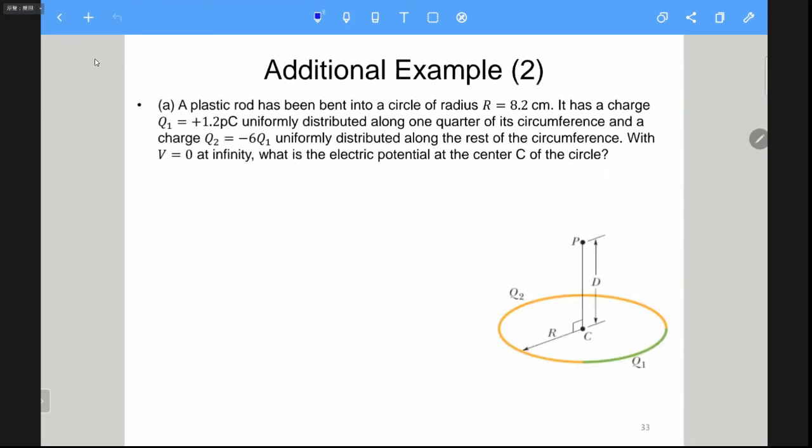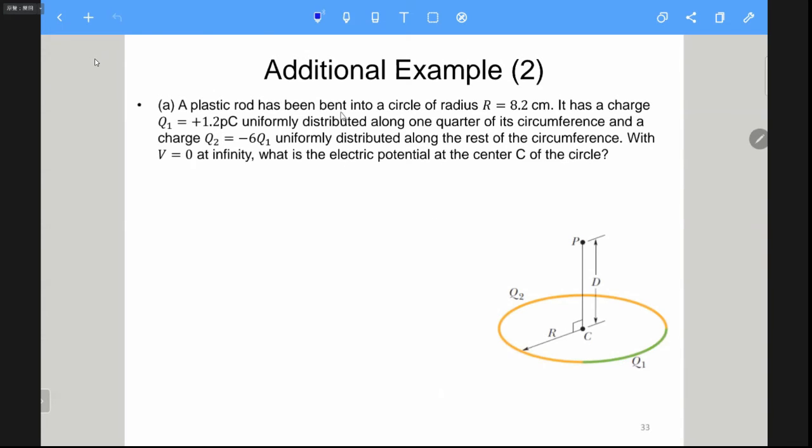Okay, let's see some additional examples. We don't have additional example one because it is chosen for the selected problem, so I don't do it here. So let's see this one.